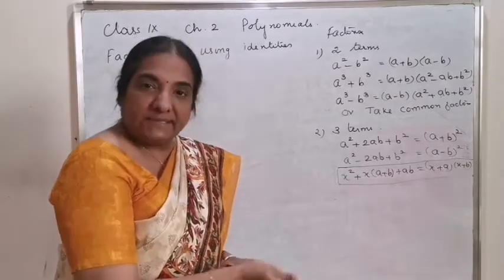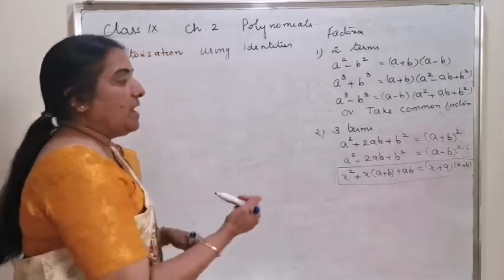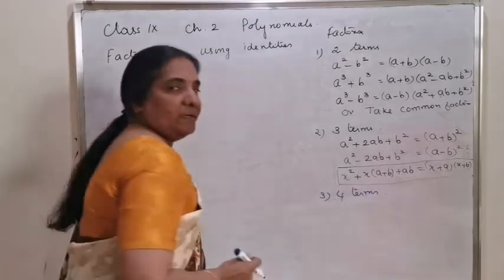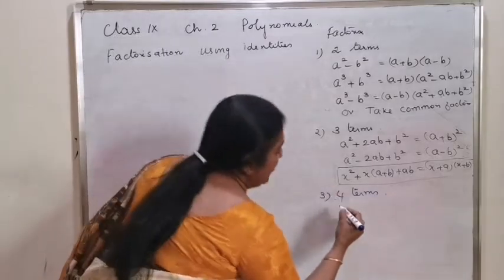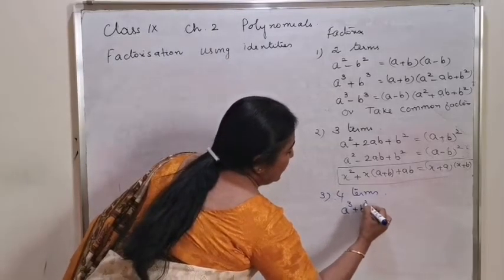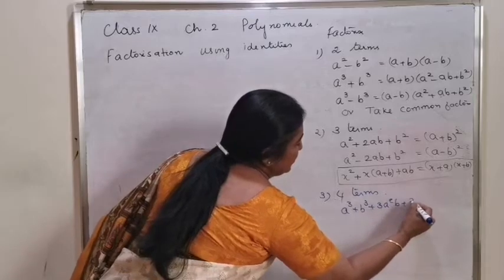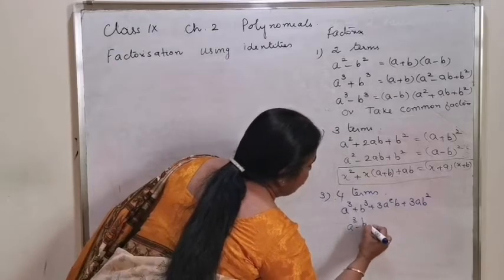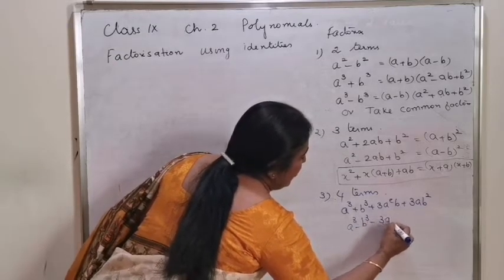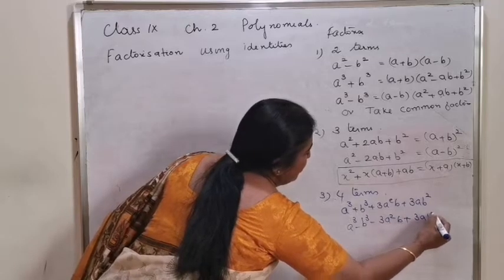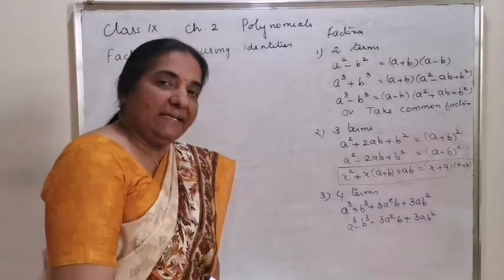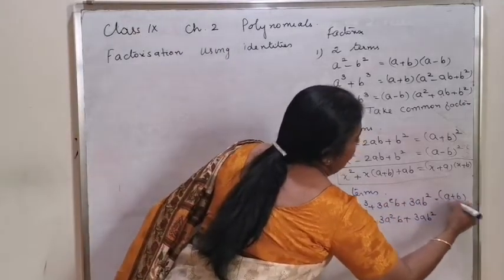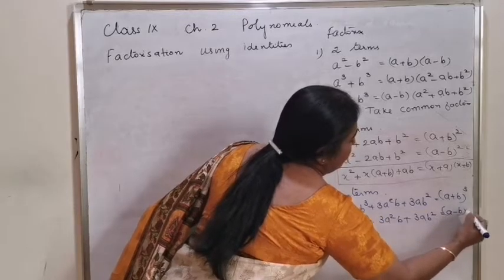The next concept: if you have four terms in the question, check whether it is a cube plus b cube plus 3a square b plus 3ab square, or a cube minus b cube minus 3a square b plus 3ab square. In that case, identify what a and b are, and the factorization answer is a plus b the whole cubed or a minus b the whole cubed.